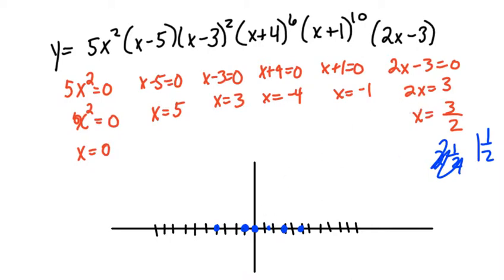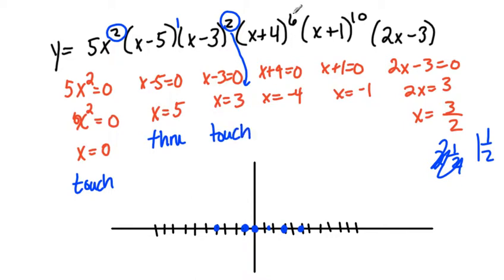Alright, now let's determine through or touch. The evens touch. So the 2 is even, so it's going to touch. The 5 is odd, so it will go through. Here is even, so it touches. 6 is even, so it touches. 10 is even, touch. And 1 is odd, so it goes through.